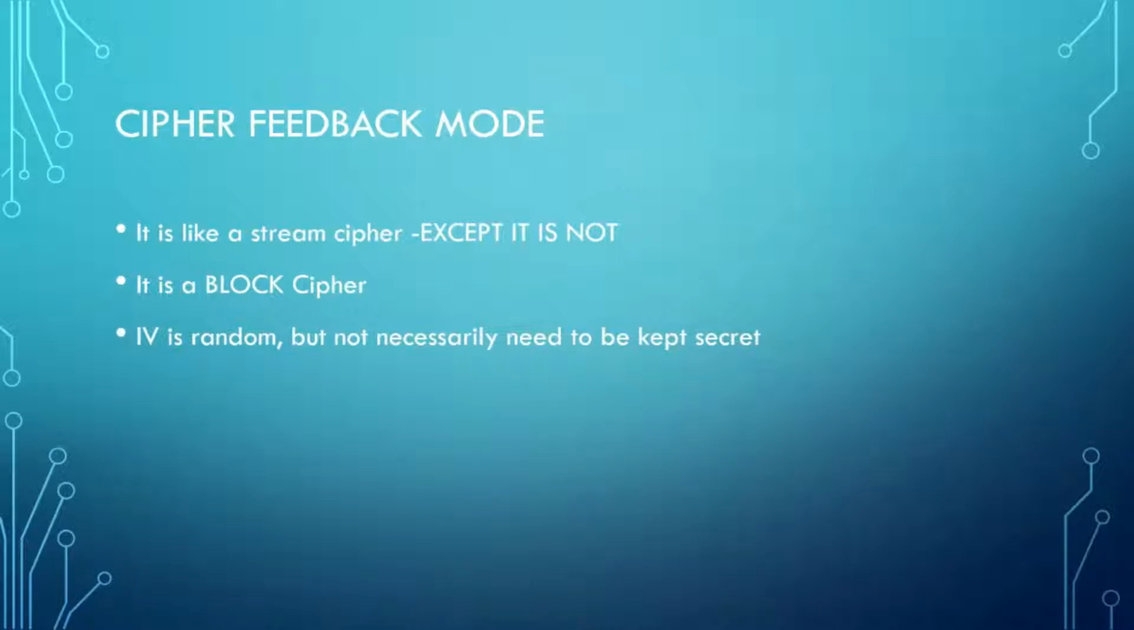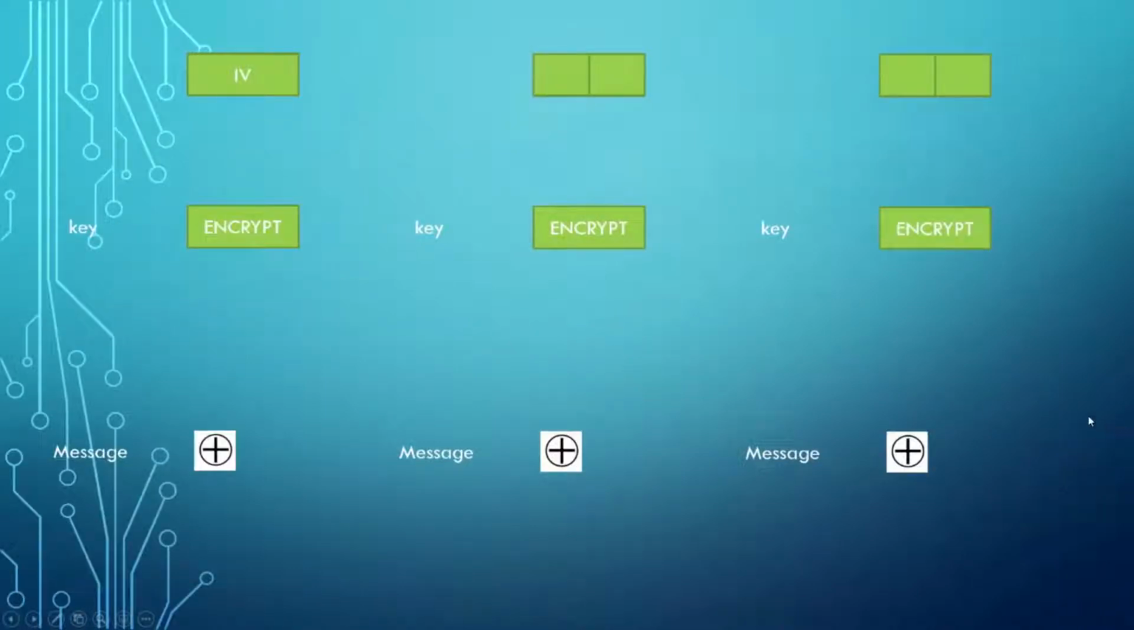So the IV is random, but does not necessarily need to be kept secret. Here I will show you how it works. Now, from the top left is the IV which we generate, and this is the flow. Go to encrypt, and then we produce S, which will XOR with the message and produce the ciphertext. And then we keep repeating this process until it is complete.